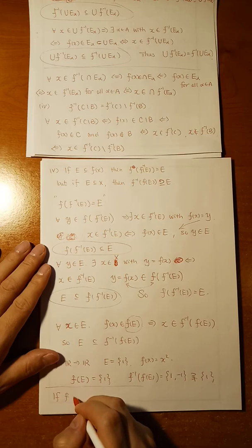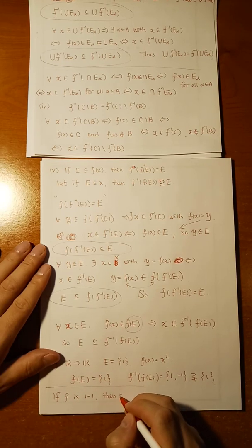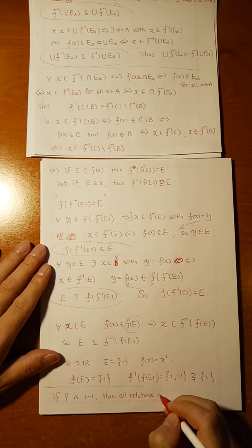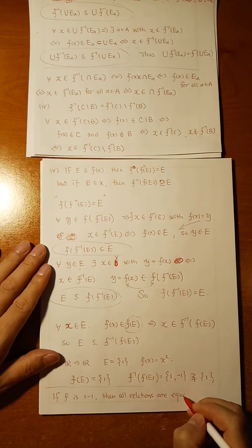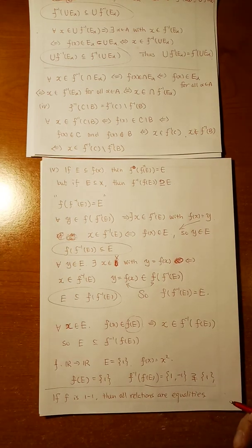If F is one-to-one, then all relations are equalities. All the relations are equality. There's no weird proper subset.